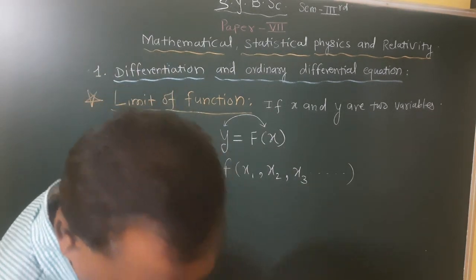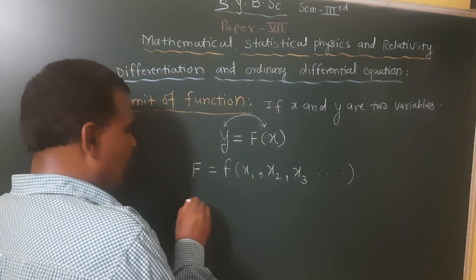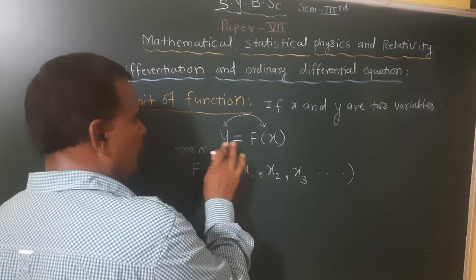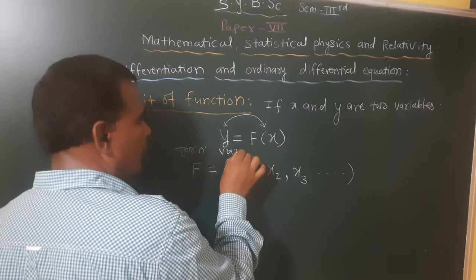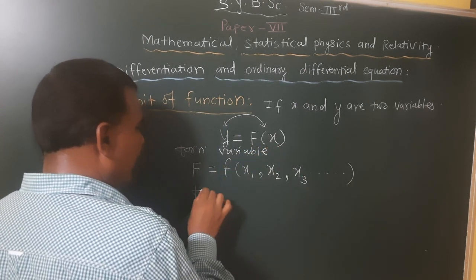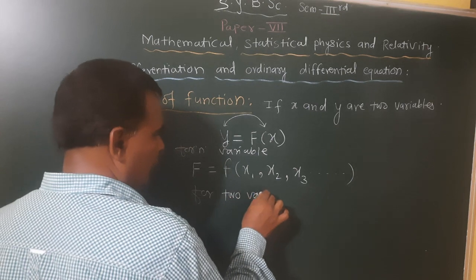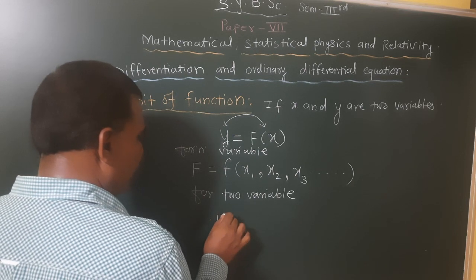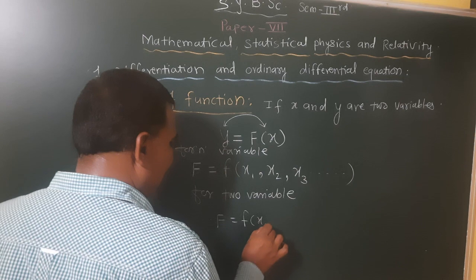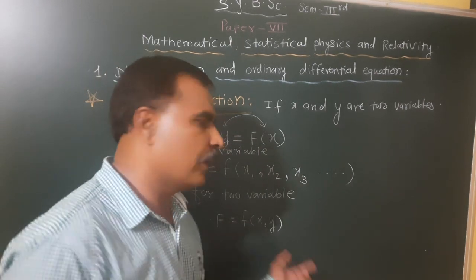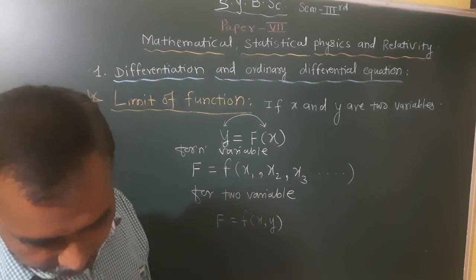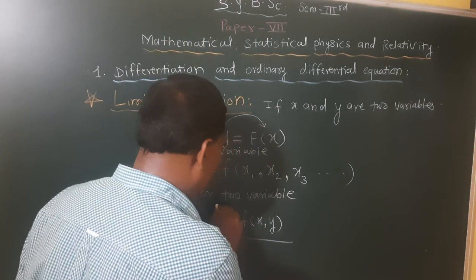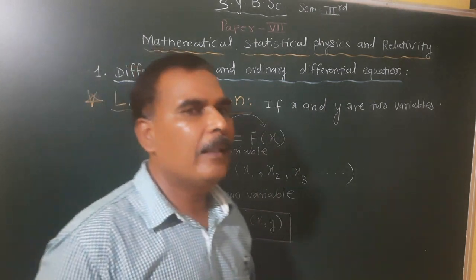And next, suppose we consider a function f. f is a function of two variables. This was for n variables. For two variables, say x and y, what do we say? Therefore, f is equal to f of x, y. Means function f is equal to f of x, y. That is, function f has two independent variables, x and y. These are the two independent variables.